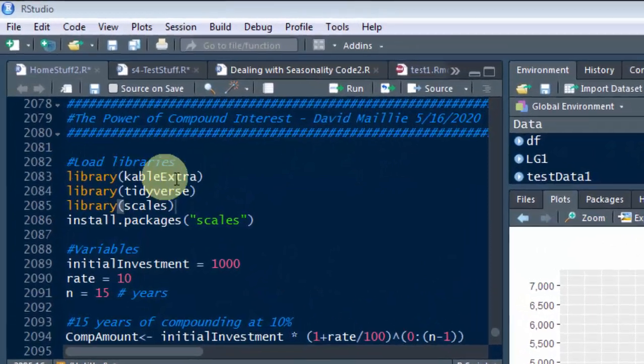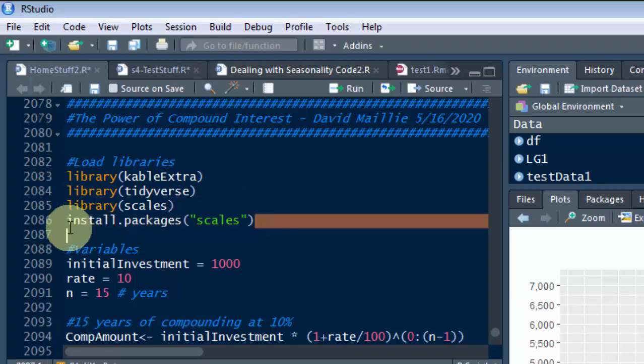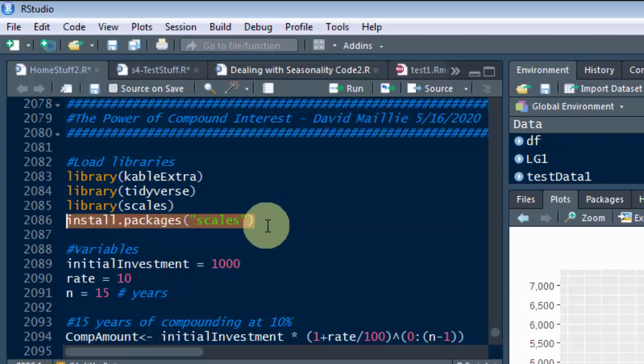So I'm going to start off, like I always do, with the libraries in R that you have to load in. I've got kableExtra, tidyverse, and scales. We're going to be using all three of those today. If you don't have one of them, you just run install.packages, quotation marks, and the name of the library that you want to load in.